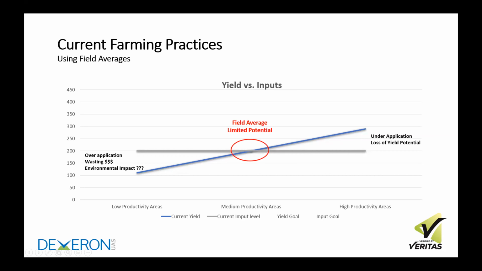We can use data to then look at the outlying areas of your field where we can apply variable rate. We can look at the higher yielding areas to look at if you're under applying your fertilizer and limiting your yield. And we can also look at the lower yielding areas where you may be over applying and you're just wasting money, and you could also be having a negative environmental impact.